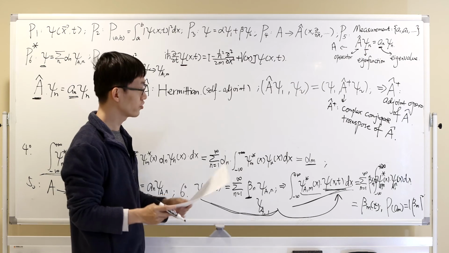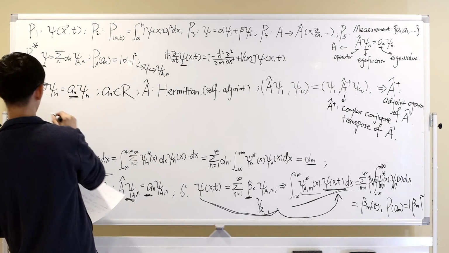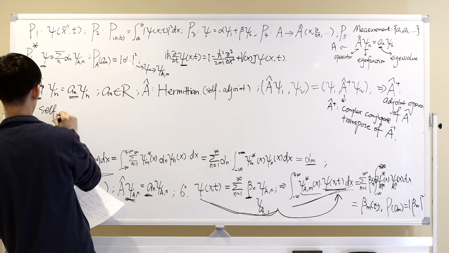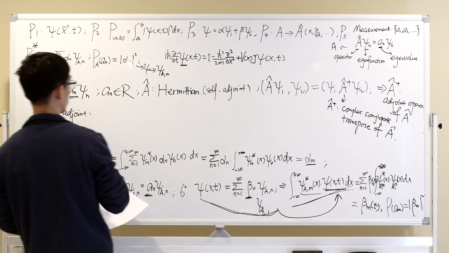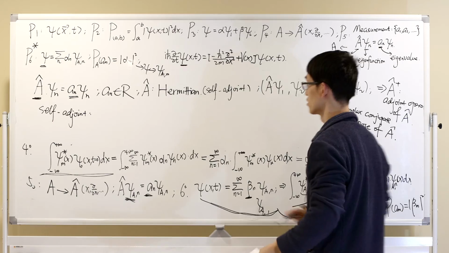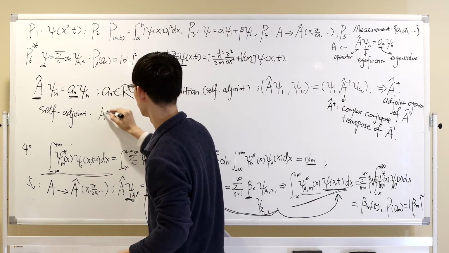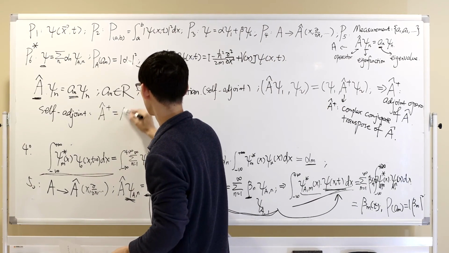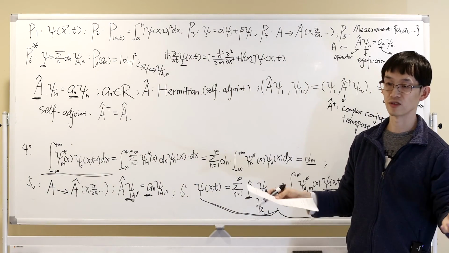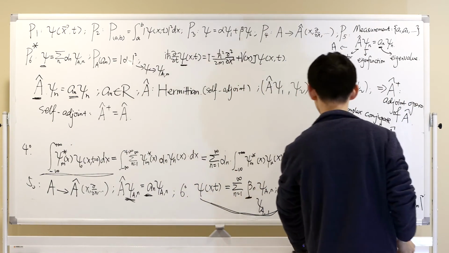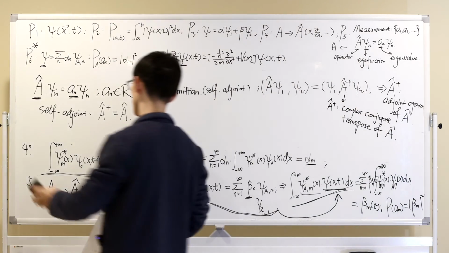Okay, and then self-adjoint, by the name, is now very clear. If the adjoint operator equals the operator itself, then it's self-adjoint. Okay, this is a definition. It's a mathematical definition and doesn't have any physics meaning.